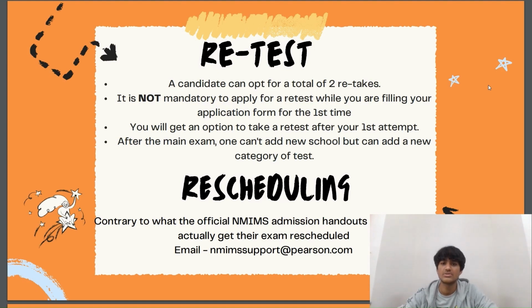You cannot add a new school to your application if you have already given your main exam. So, for example, if you chose the School of Commerce for your first attempt, you cannot add the School of Economics, that is BSc Economics, to your application. That being said, you can add a new category of test. So NMIMS offers three types of test: NPAT, SET, and LAT. SET refers to the BTech and pharmacy course, while LAT refers to the LLB course. If you're interested in them, I would suggest you to go for them.